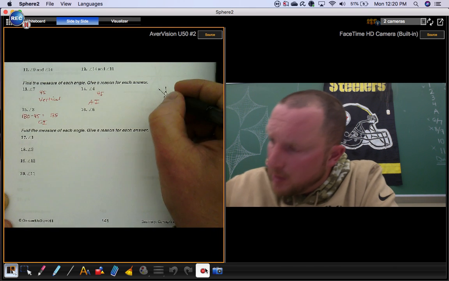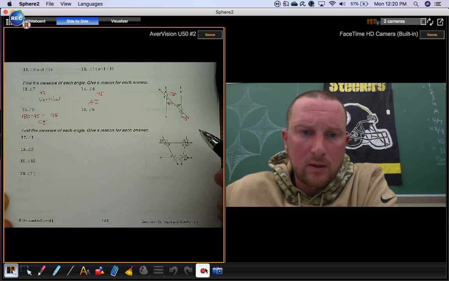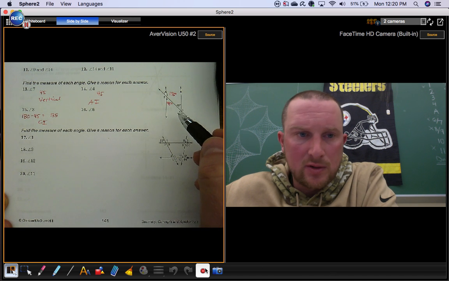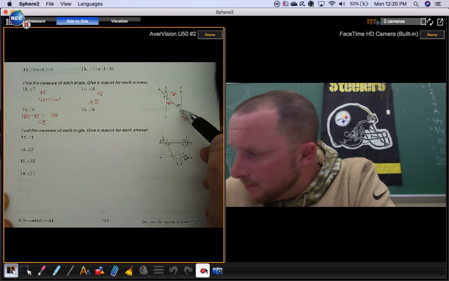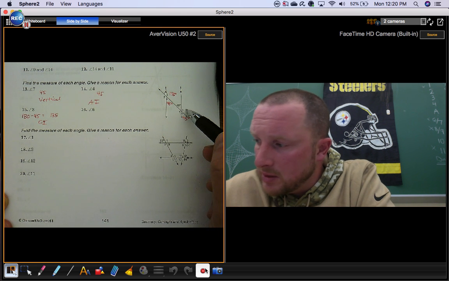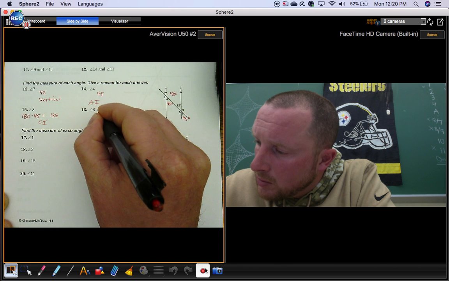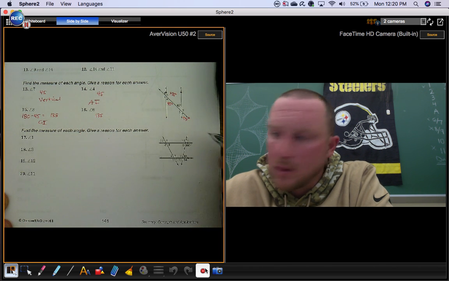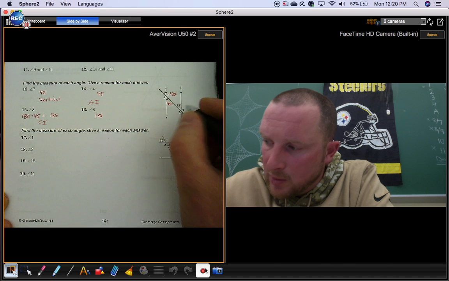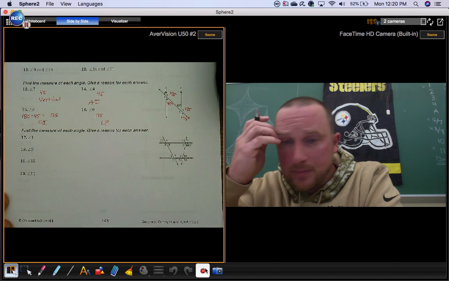So what's going to happen here is all of your acute angles are going to be 45 degrees, and all of your obtuse angles are going to be 135 degrees. Angle 6, notice, is an obtuse angle, so it's going to be 135 degrees. Does it have a relationship with this angle here? Yeah, it does. It's a linear pair.